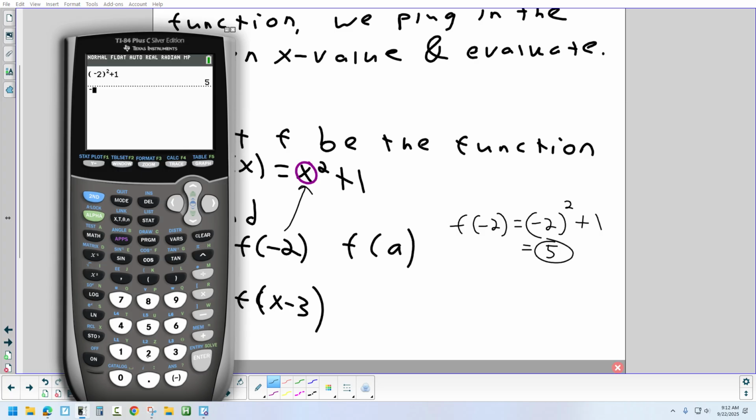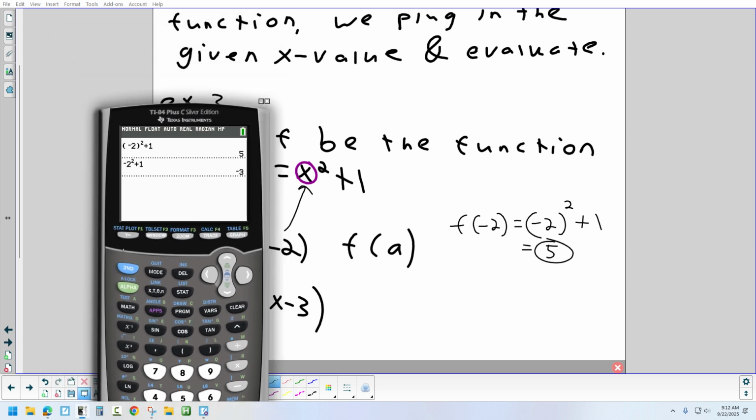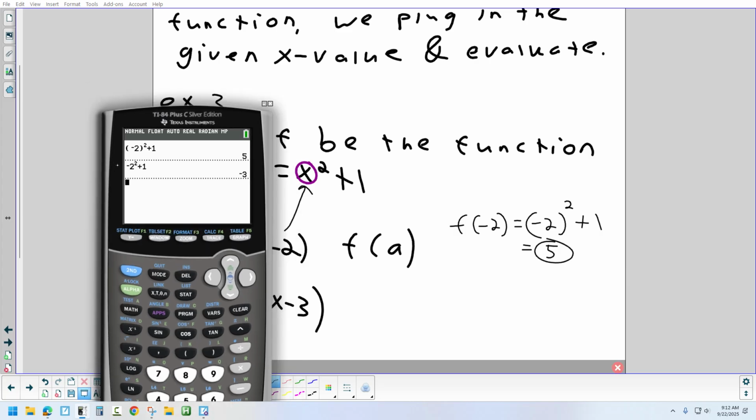Now, how come when I do it this way, it doesn't give me 5? Because the negative is not a part of the square. Right. Okay. When you square it without parentheses, what you're telling the calculator to do is take 2, raise it to the second power. That gives you 4. Throw a negative in front of it. That gives you negative 4. And then add 1. That gives you negative 3. So the calculator is following order of operations. It is doing it correctly for what you said to do. But if you want to raise a negative number to a power, I would recommend putting it in parentheses. Okay.